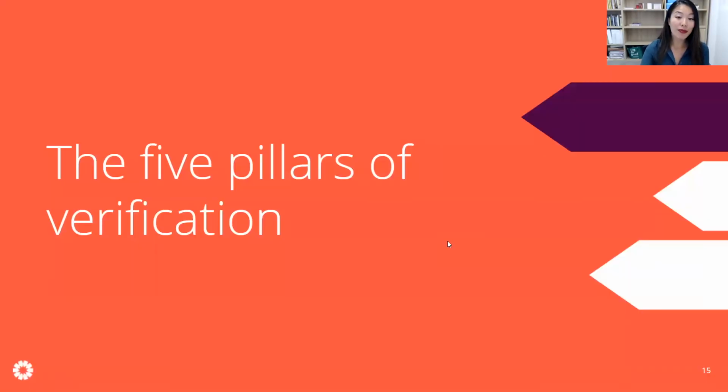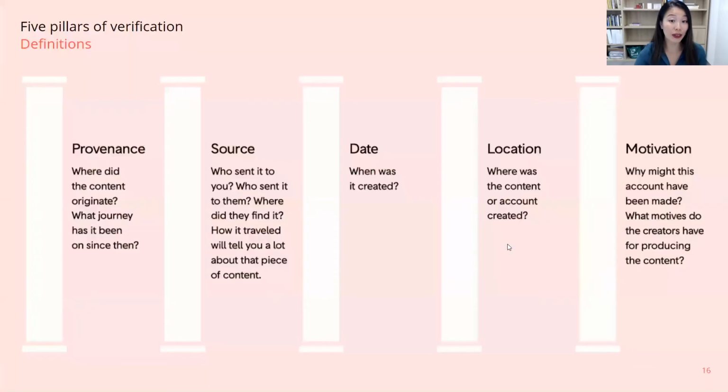Moving on, the 5 pillars of verification. When it comes to verifying visual media online, we would look at the 5 pillars of verification, which is like a step-by-step checklist to make sure you're providing the strongest verification possible. So these are the 5 different aspects.